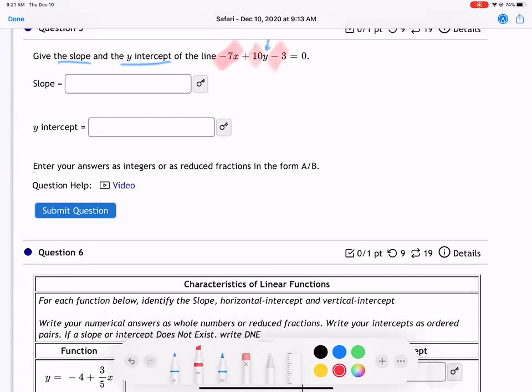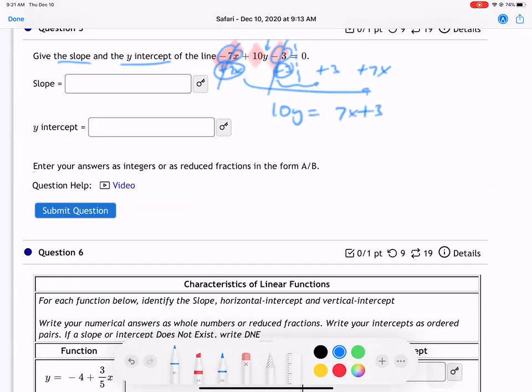Now, which one will we get rid of first? Everything else but the y. So we're going to add 3 to both sides, as well as add 7x to both sides. If you see, the equal sign is our border, so we're moving stuff over to the other side. 7x minus 7x, they cancel out. Negative 3 plus 3, those cancel out. So we're left with only 10y is equal to 7x plus 3.